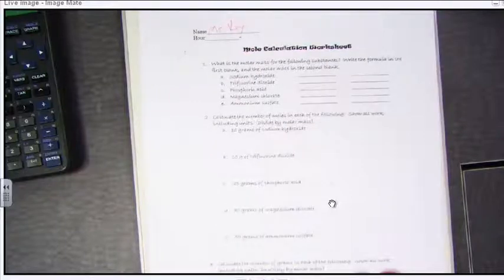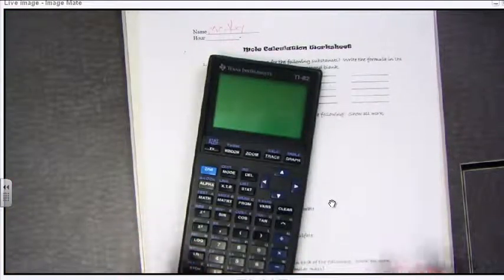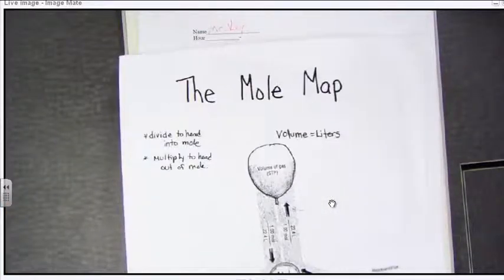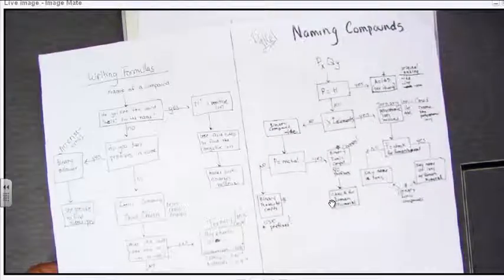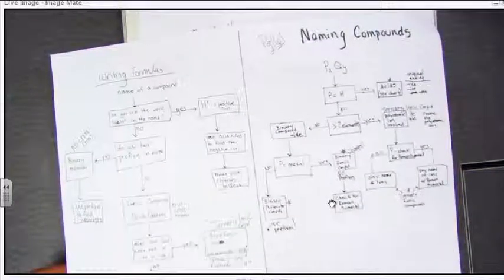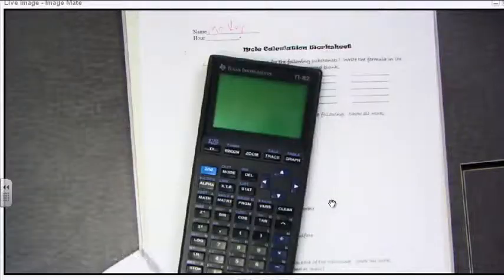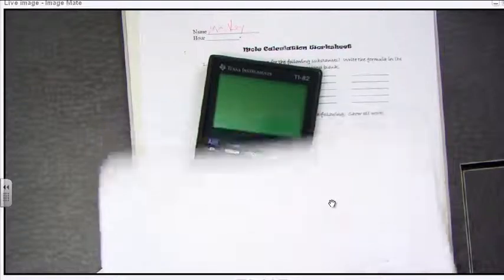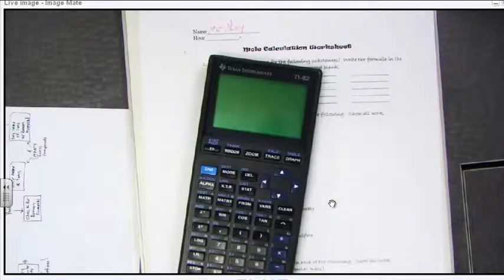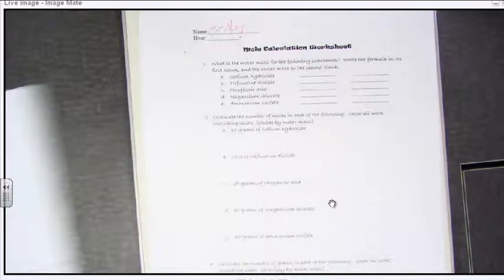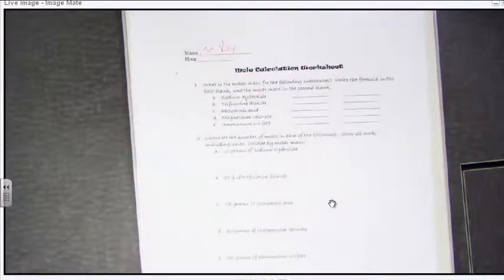You'll need the mole calculation worksheet, a calculator, a periodic table that has polyatomic ions on the back, a mole map, a guide to naming and writing formulas, and probably a little bit of scrap paper to be able to work out some of the things. For the first one, you just follow along with me and make sure you do it how I do it. And on part B, you'll be able to try that one on your own.